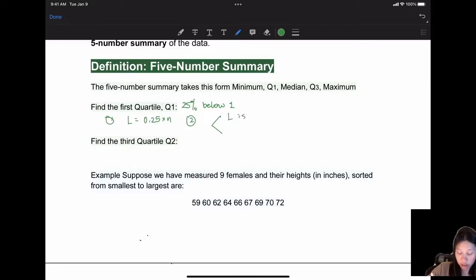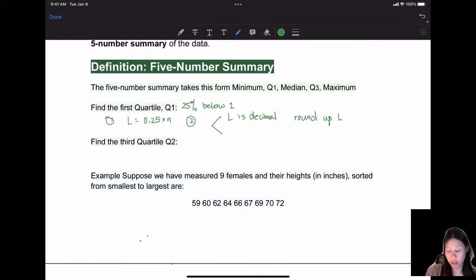If L is a decimal, that means it's not a whole number. So that means we want to round up the locator, L, and then use the data at the rounded up location. For example, if you find out that L is 6.25, you round up to 7, so that means the 7th data is going to be your first quartile.